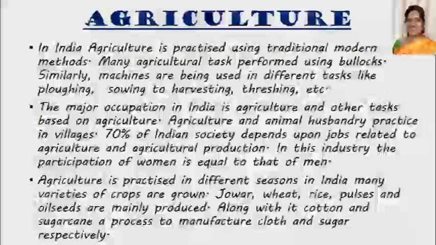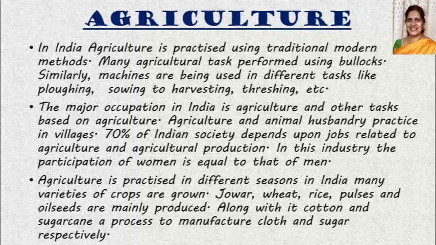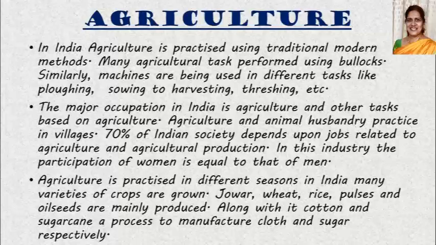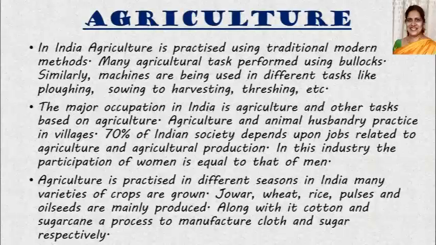There are other tasks also which are based on agriculture. Animal husbandry also comes along with this, which is practiced in villages. 70% of Indian society depends on jobs related to agriculture and agricultural production. In this industry, the participation of women is also equal to that of men. This agriculture is practiced in different seasons in our country.